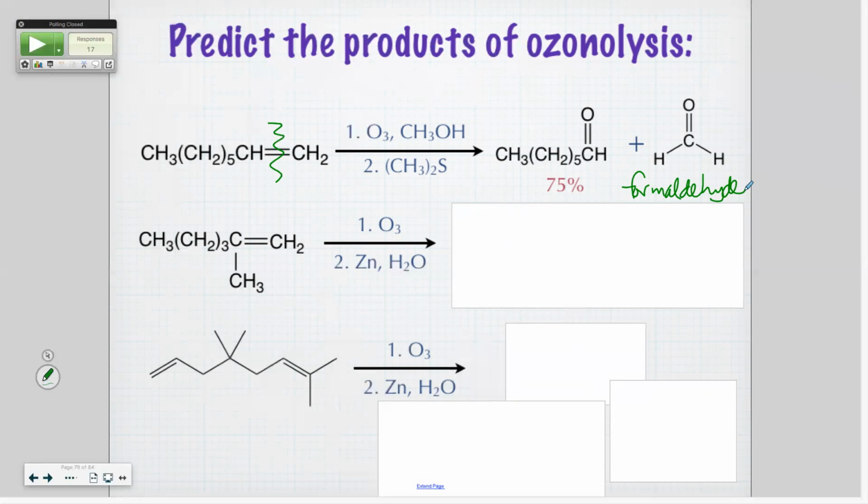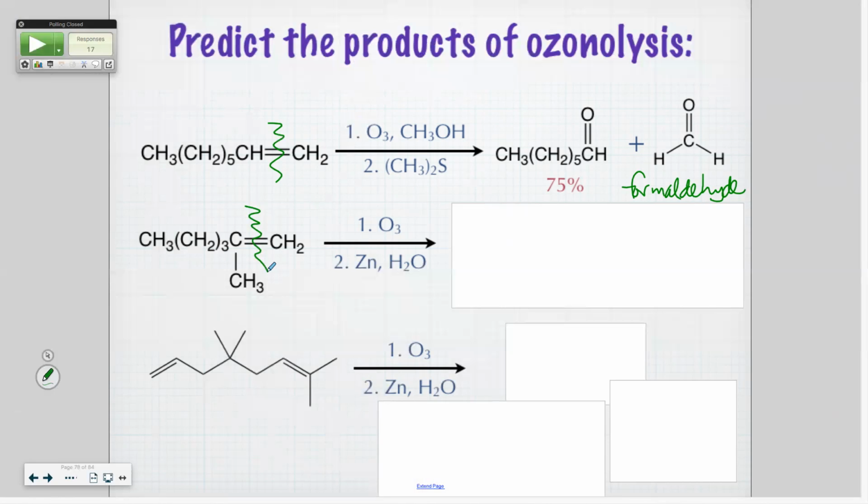But formaldehyde is very water soluble. Okay, and so it'd be very easy to get that aldehyde and get rid of the formaldehyde from it. It would be very easy. Okay, notice that the groups on your carbon are still there. You still have that 6 carbon chain and a hydrogen. Now what happens on the next one? What do we got to do?